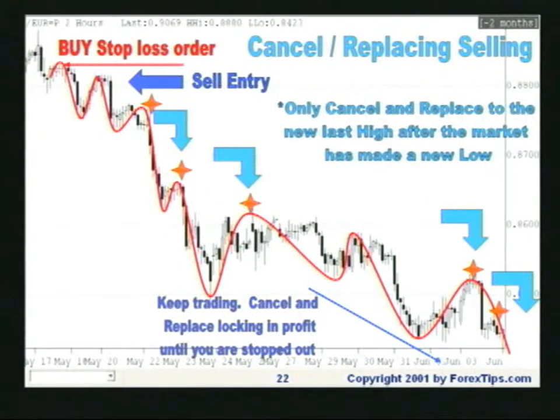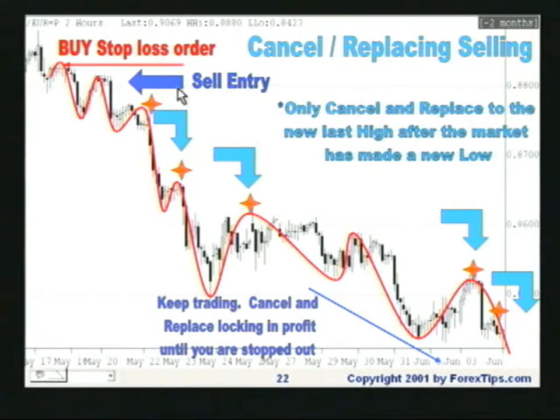As you cancel and replace shorting the market, only cancel and replace to the last high after the market has made a new low. If we were to sell the market here with a stop order there, as the market makes a new low, we then can cancel or replace our stop from the last high to the new high.